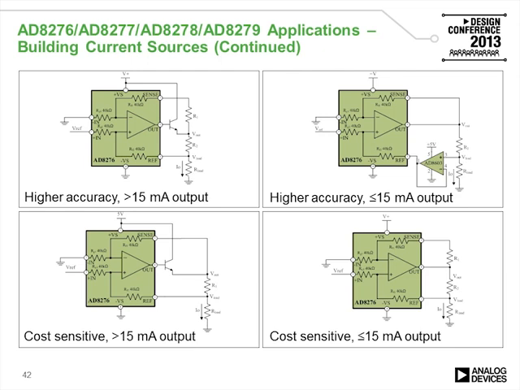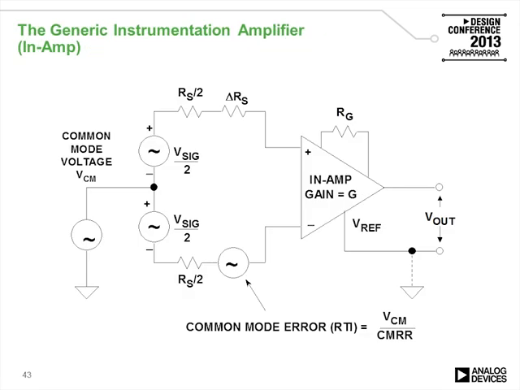Other applications for difference amplifiers are shown on this slide. The 4 examples here show different ways of building current sources. As I mentioned before, the generic instrumentation amplifier has 2 high input impedance inputs that can amplify a differential voltage and provide very high common mode rejection.